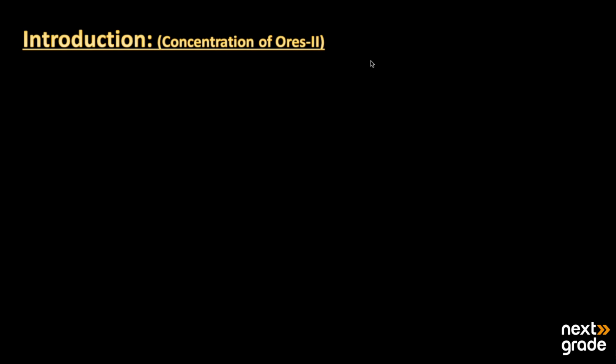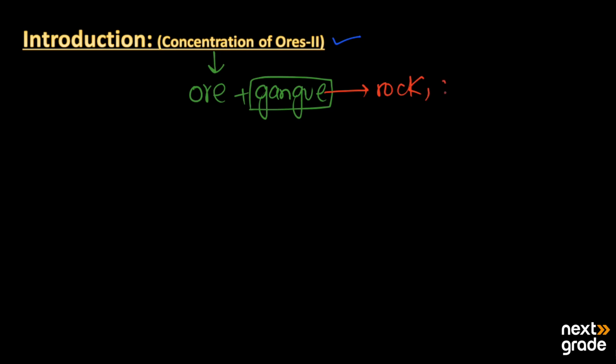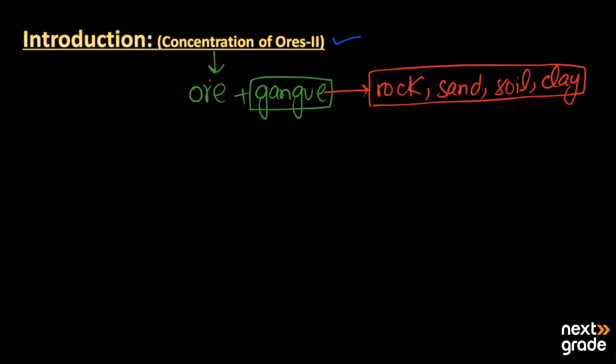So the topic we are going to discuss here is the concentration of ores and its methods. Basically, the process of concentration is needed because an ore also includes gangue particles along with it. Now, what are these gangue particles? These are the solid waste that is present with the ore and is not usable. It may contain different types of rocks, sand, soil, as well as clay. So we have to remove those particles from the ore.